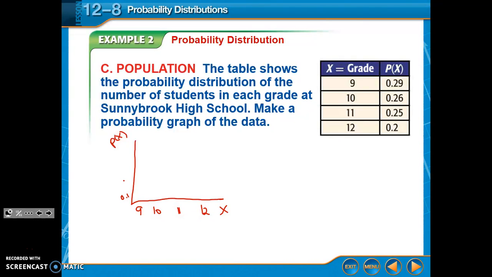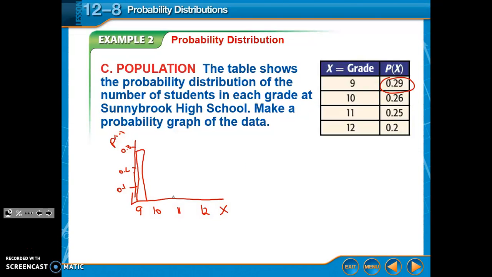0.1. Let's go a little bit bigger. We'll say this is 0.1, so then this would be 0.2. Sorry, hang on. Let's say 0.1 here, 0.2, 0.3. So for 0.29 for 9th grade, I'm going to draw a bar graph up to 0.29.